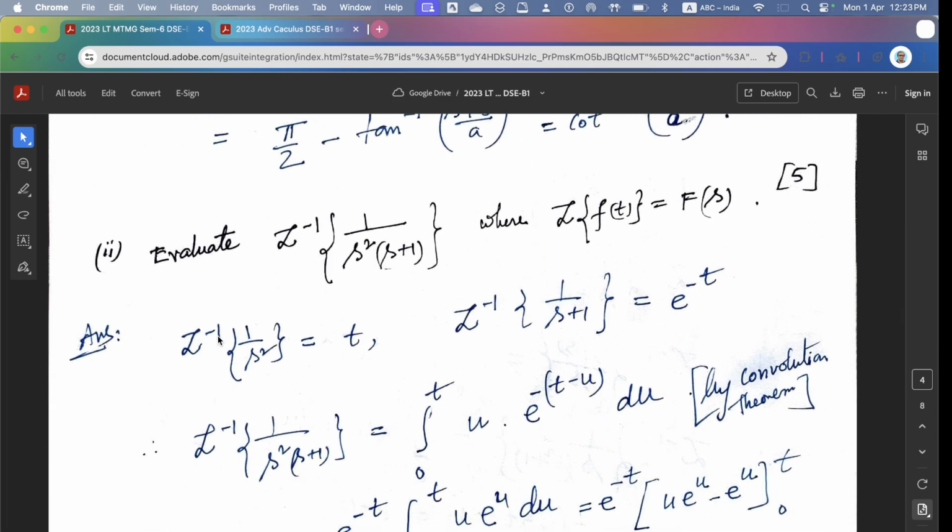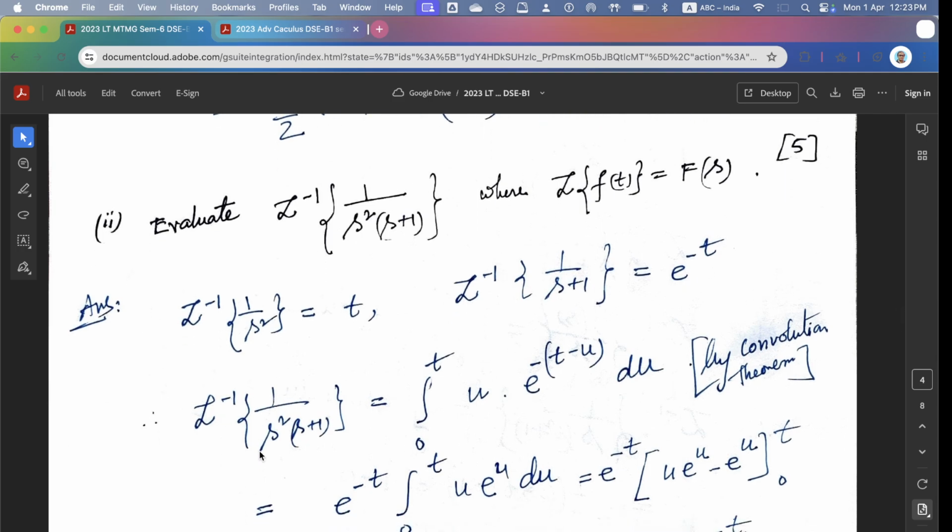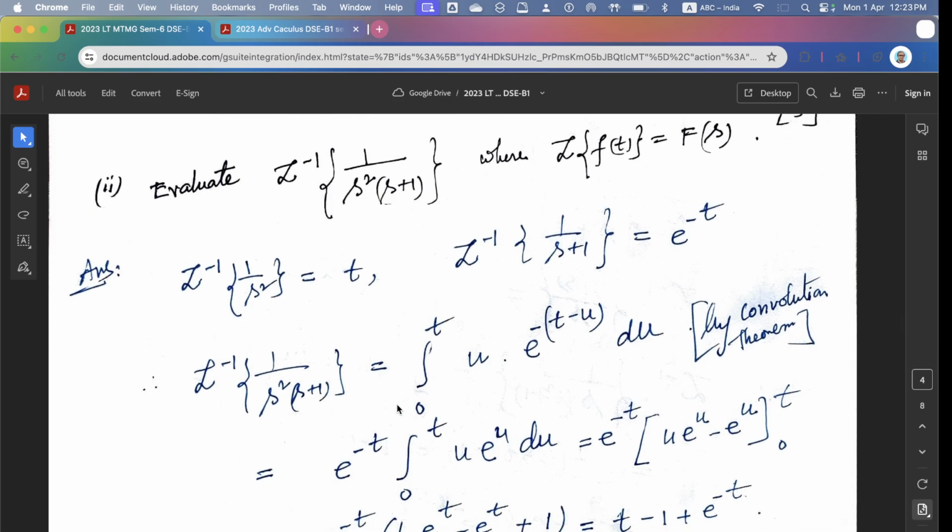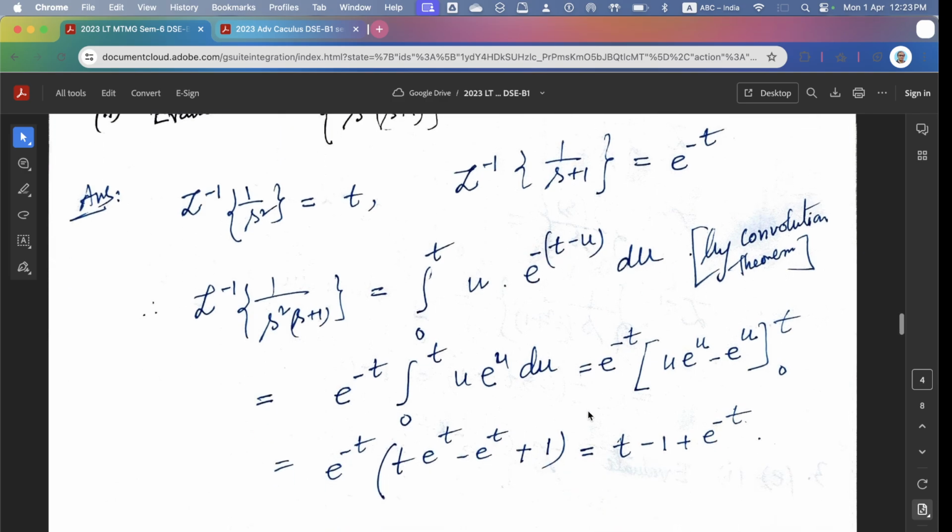Now L inverse of 1 by s square equals t, and L inverse of 1 by s plus 1 equals e to the power minus t. So L inverse of 1 by s square times (s plus 1) is equal to the integration from 0 to t of u into e to the power minus (t minus u) du, by the convolution theorem.